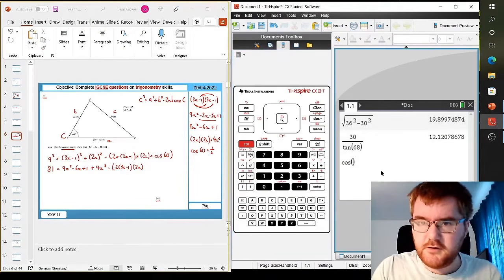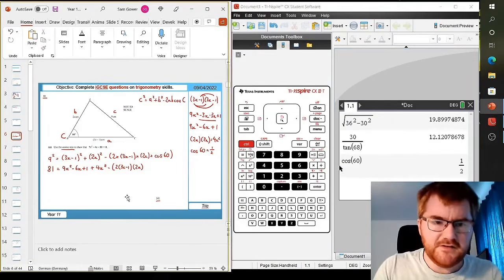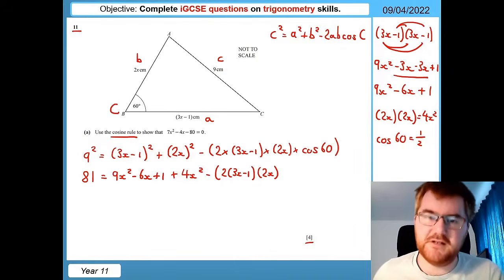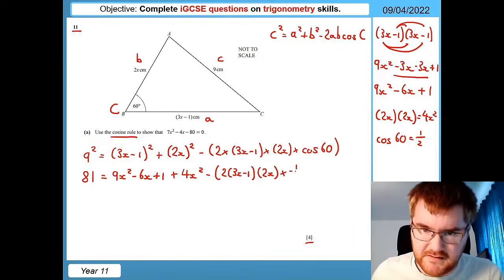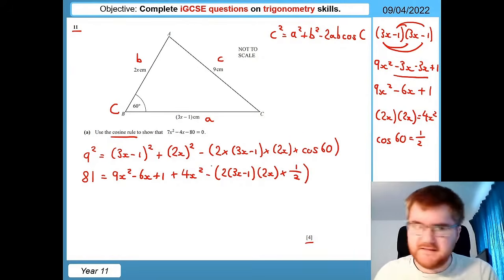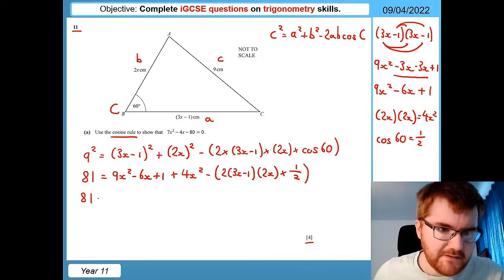So trig cos 60 is equal to a half. You can use your calculator, but if you know them, it will speed up the process quite significantly. So go times a half, like so. Let's keep simplifying this down. So 81 I'm going to leave alone for the time being.